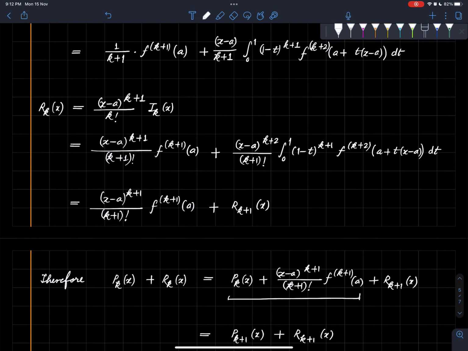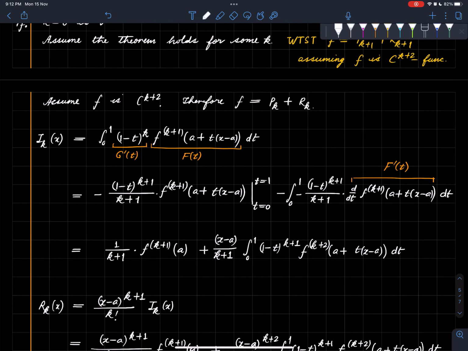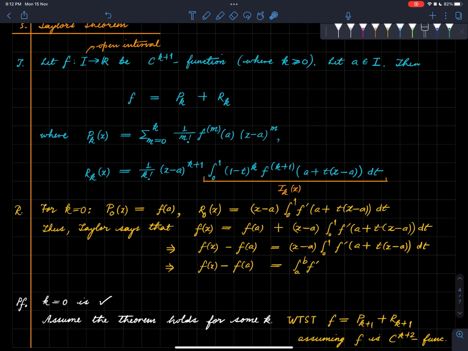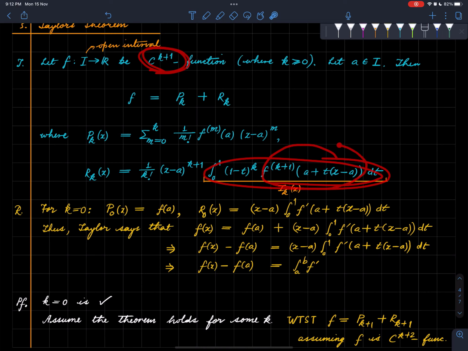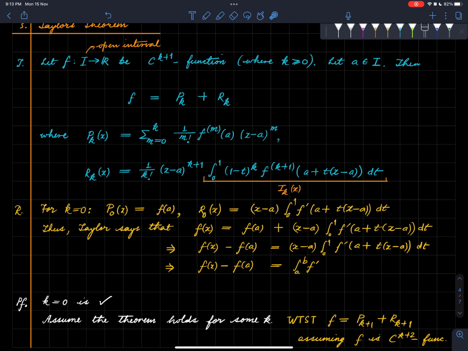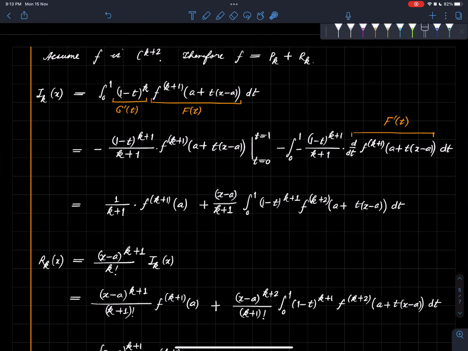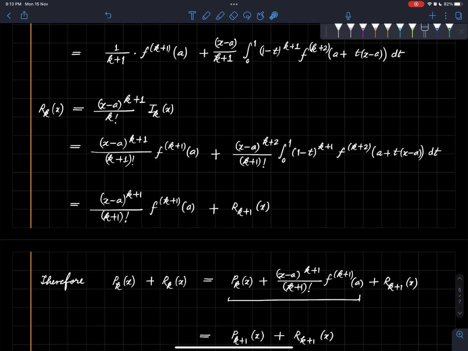Now I should have mentioned this earlier. Everything here is making sense because of our assumption that f is C^(k+1). If f is a C^(k+1) function, this integral makes sense because this is a continuous function and this is a continuous function. If we multiply two continuous functions, we get a continuous function, and hence we can integrate it. Every continuous function is integrable. So therefore we need this hypothesis of C^(k+1). And if you have C^(k+2), similarly all of these integrals then start making sense. So that is the point of the hypothesis.